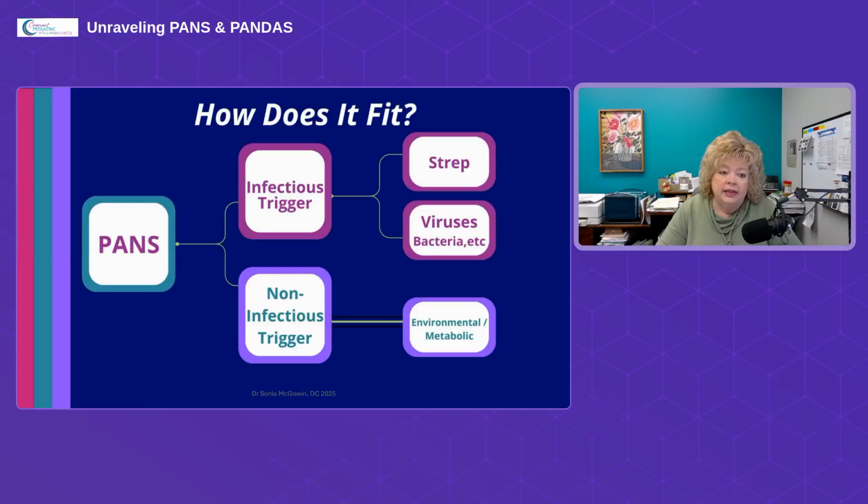So let's talk about how it fits together. Look at PANS as your overall umbrella. Under PANS, we can have infectious triggers and we can have non-infectious triggers. If we stick with the infectious triggers, if the trigger is strep, we call it PANDAS. If the trigger is something else, maybe a different bacteria, maybe a virus, then we call it PANS. If we move down to the non-infectious triggers, we call that PANS as well, and those triggers can be things that are environmental or things that are metabolic.